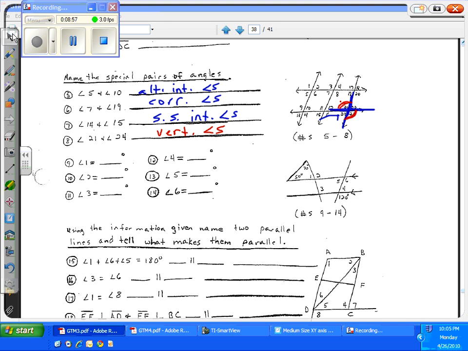Any questions on number 5 through 8? Numbers 5 through 8. Okay. All right, numbers 9 through 14.